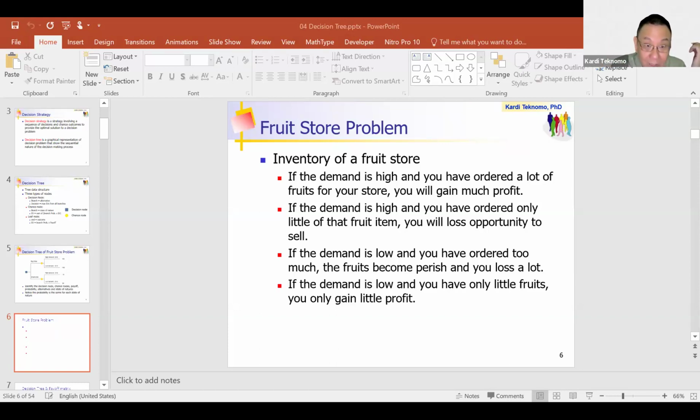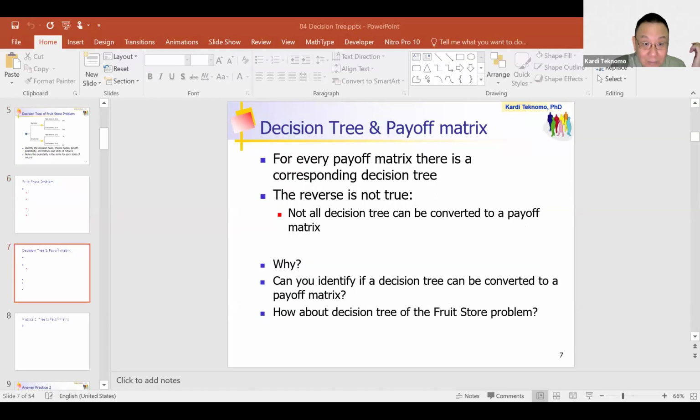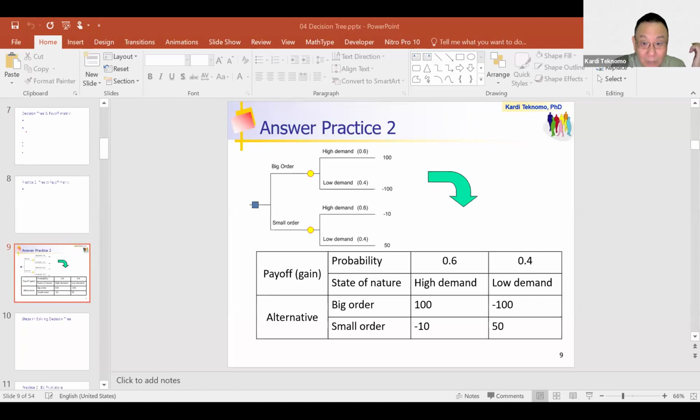With that, we can see this in terms of a table. This is the decision analysis from last week. The alternatives are big order or small order, and the state of nature is either high demand or low demand, with probabilities of 0.6 and 0.4, which sum to 1.